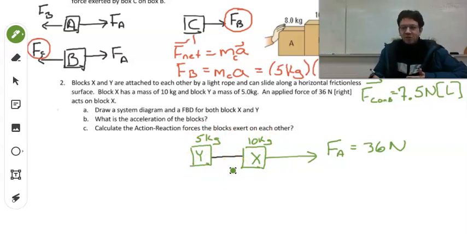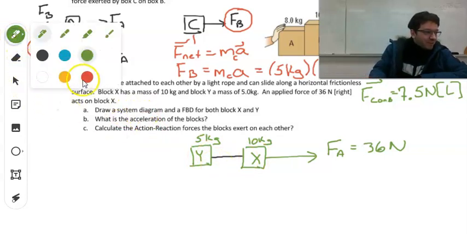It's no different than if you were sitting in a car and I said if the car is accelerating at 5 meters per second squared and you're in the driver's seat, how much is your acceleration? Well, it would be the same, 5 meters per second squared. You're attached to the car with a seat and a seat belt. These blocks are attached to each other with a rope. No different, they're moving together.